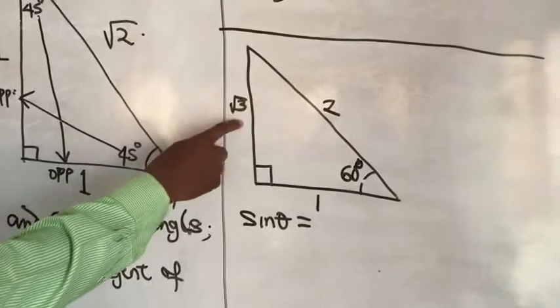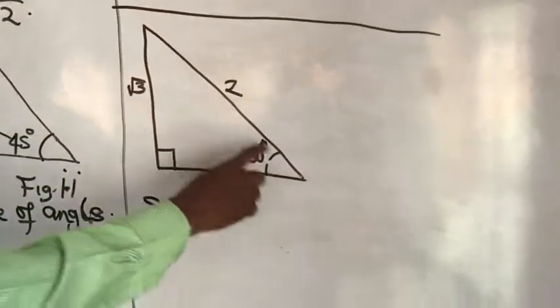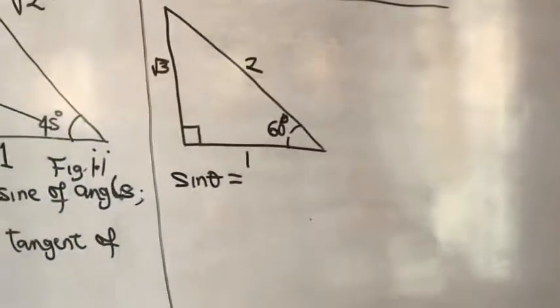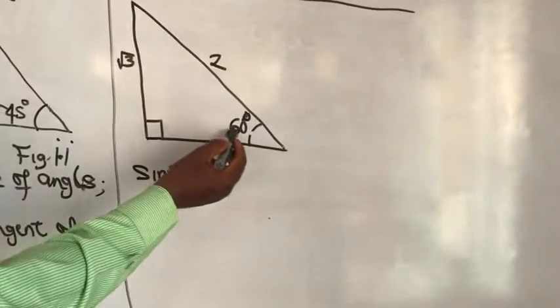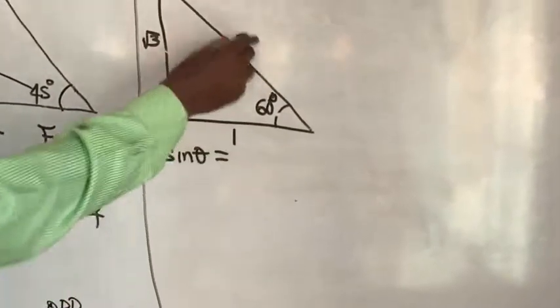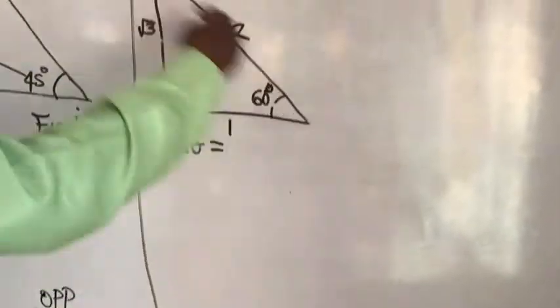Immediately this one becomes opposite, the other side must be adjacent. This one that comes down, that is long and slanty, cannot be changed. The name is called hypotenuse. You cannot change it. Please take note of that. So now, using angle 60, the opposite is square root 3, the adjacent is 1, while the hypotenuse is 2, because I've told you the hypotenuse does not change. It's the one that is long and slanty.